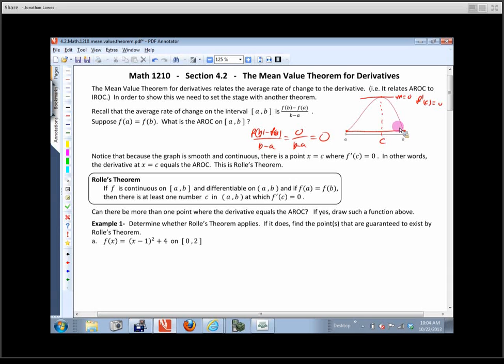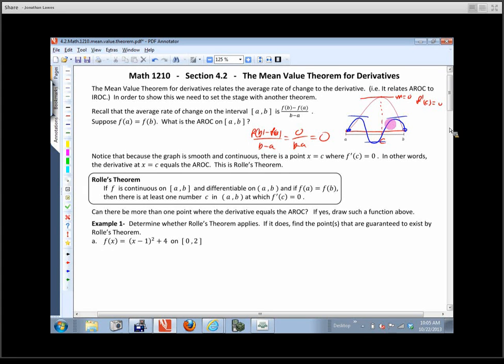Now, Rolle's theorem only guarantees the existence of one point. Could there be more than one point? Sure there could. I could draw another example. I could draw a function that does this. It starts and ends at exactly the same function value. Average rate of change would be 0. But in this case, there would actually be 3 different places where the derivative would equal 0. Okay?